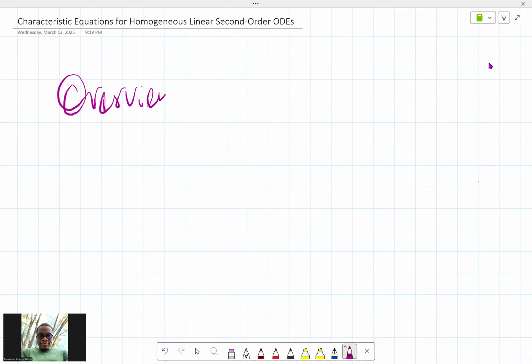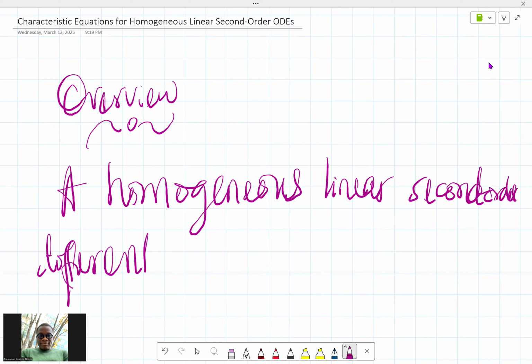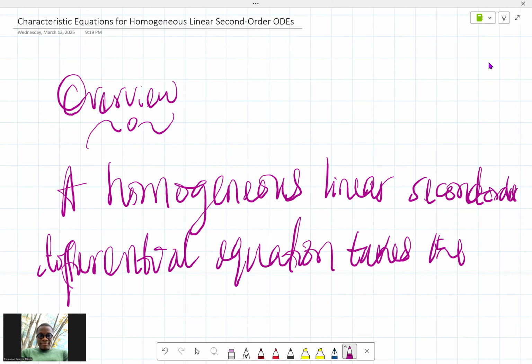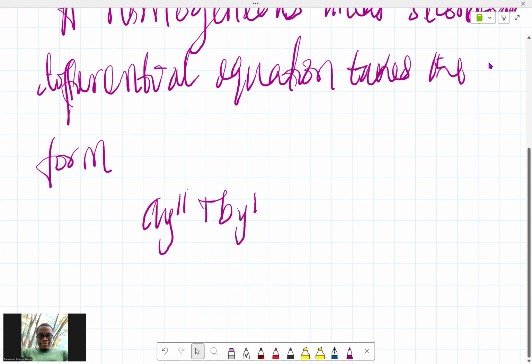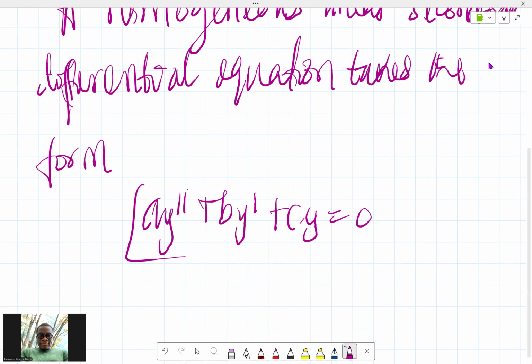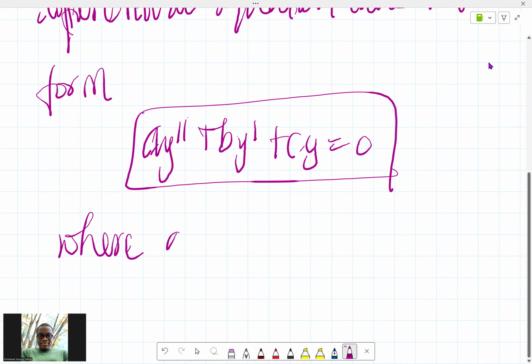A homogeneous linear second order differential equation takes the form ay'' + by' + cy = 0, where a, b, c are constants.